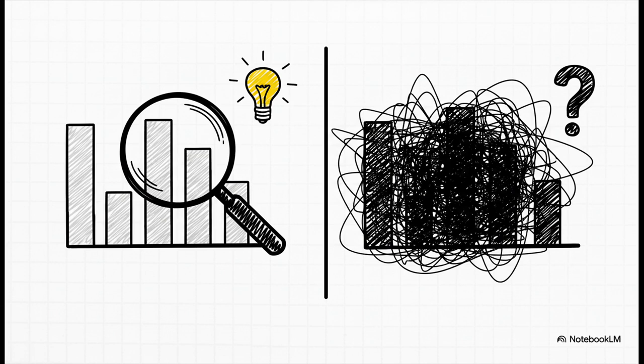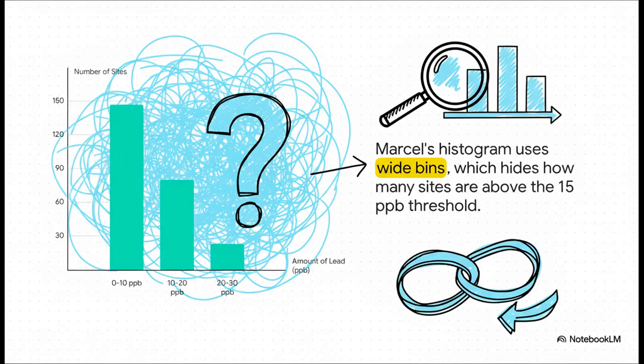Data visualization is an incredibly powerful thing, and it can be used for good or for not so good. So check this out. Someone named Marcel created this histogram from the exact same data and tried to claim everything was fine. How? Just look at the bins. He made them way too wide. The crucial one is that middle one, 10 to 20 ppb.